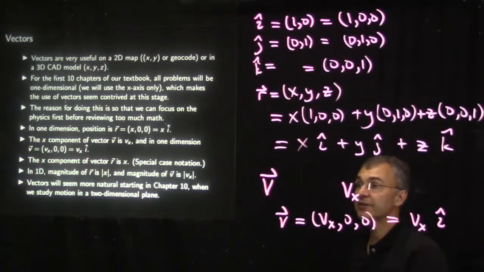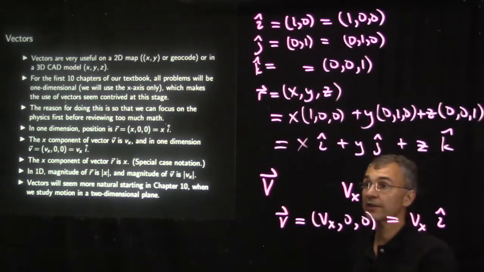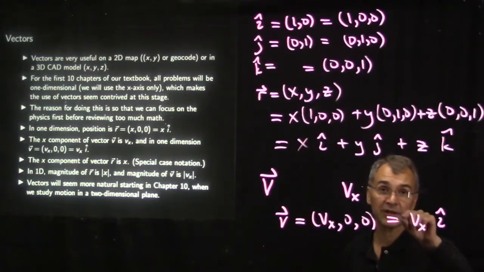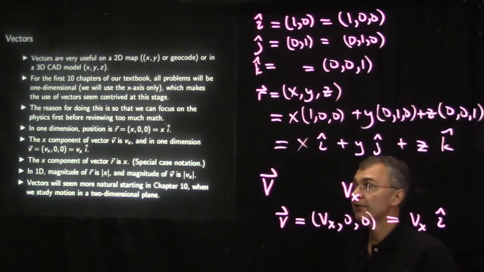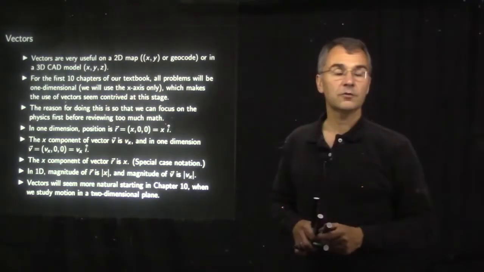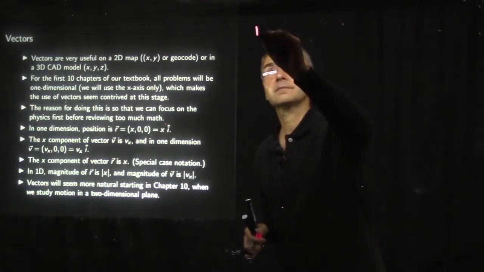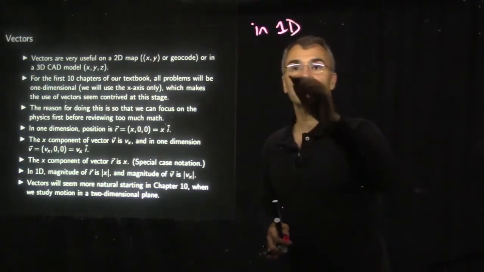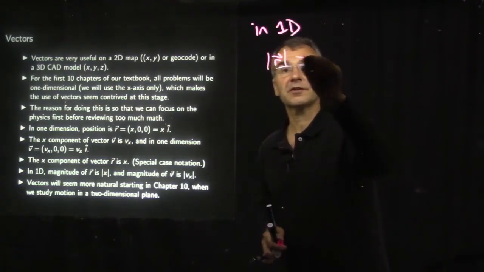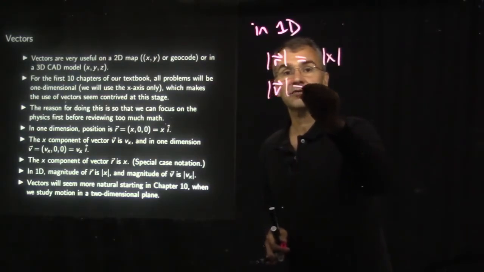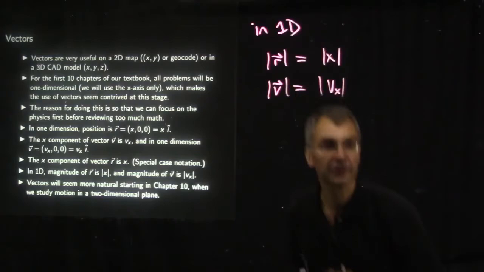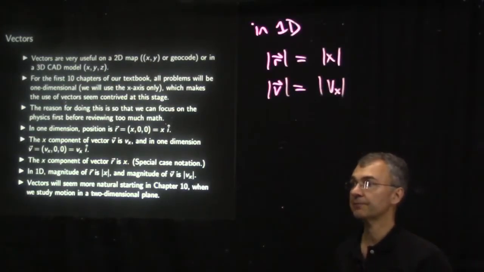The x component of the vector r is just x, right? Because r is a special case. It has x, y, z instead of vx, vy, vz. You don't know what letter to associate with x, y, z, so you call it r. Okay, the position, like the radius. So in one dimension, the magnitude of the r vector is just the absolute value of x, and the magnitude of the velocity vector is just the magnitude of the x component of velocity.